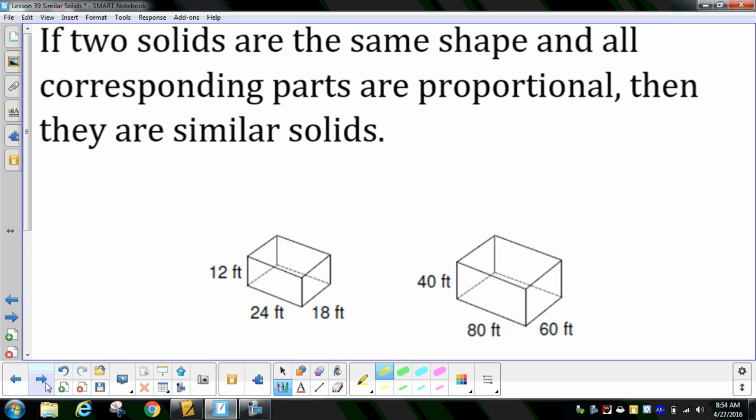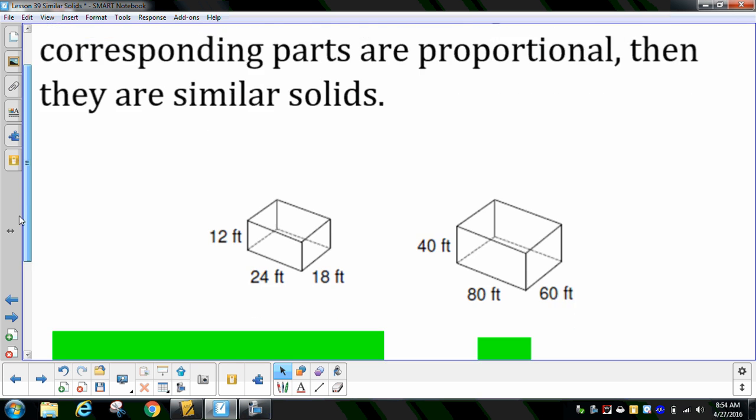So if we have two solids and they're the same shape, so they're both prisms, or they're both cylinders, or they're both cones, or pyramids, or spheres, then all the corresponding parts are proportional. It's kind of like when we did similar triangles. The corresponding sides were proportional, meaning that if we wrote a ratio of the sides, those fractions would be equal.